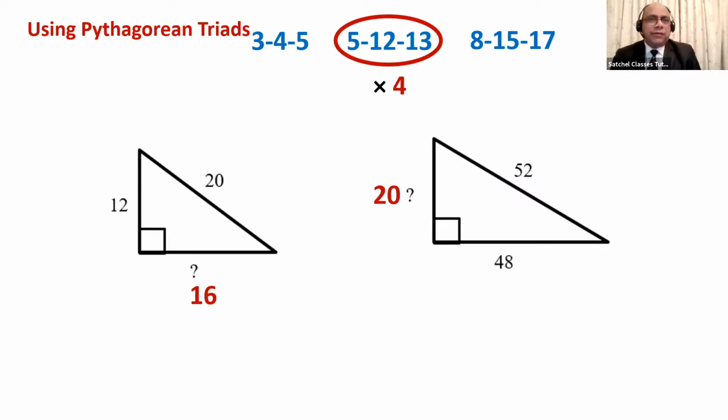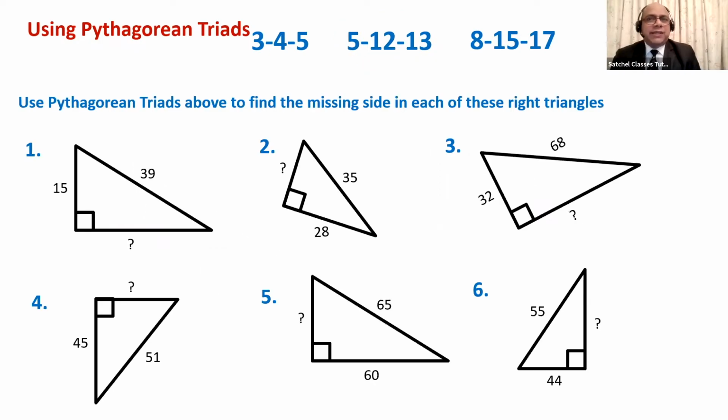Right? Now use this technique to find the missing side of each of these right angle triangles. For your reference, the triads are given on the top. Try using the technique of linking the length of the hypotenuse to one of these triads. You may choose to pause the video at this moment in order to have a go at these questions.